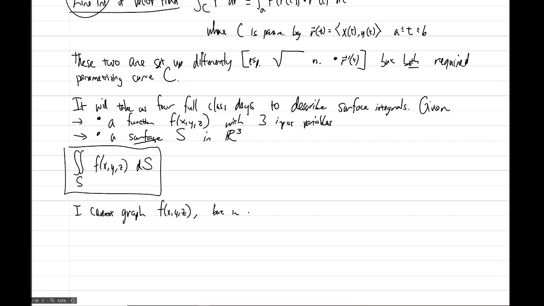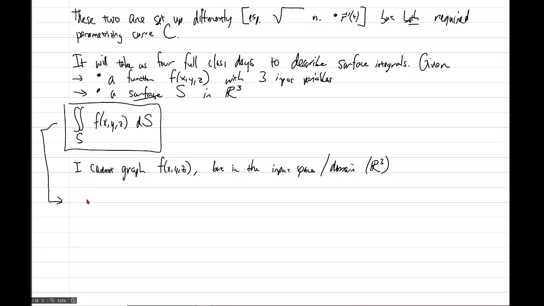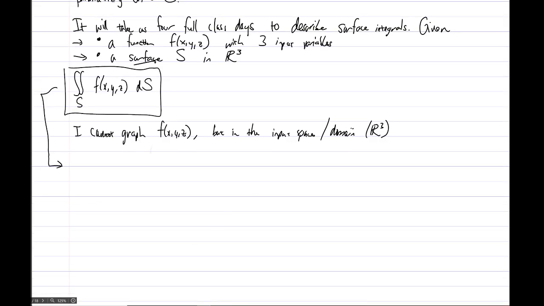In the input space, or the domain, which is a 3-dimensional space, so looking at R3, we, generally speaking, just try to give a picture of what we're talking about here. We'll just draw the input space, x, y, z. So every single point in 3-dimensional space, x, y, z, for instance being 1, 2, 3, f of that is going to be a number.